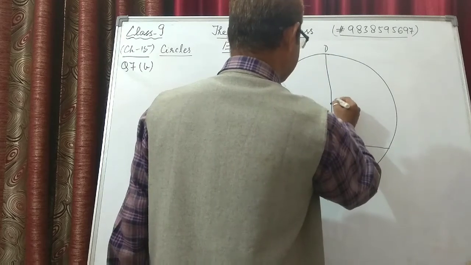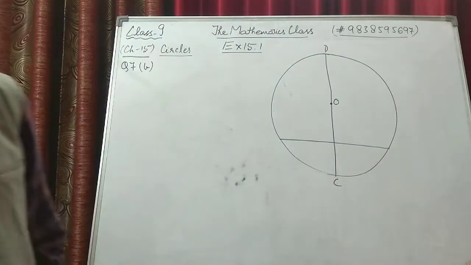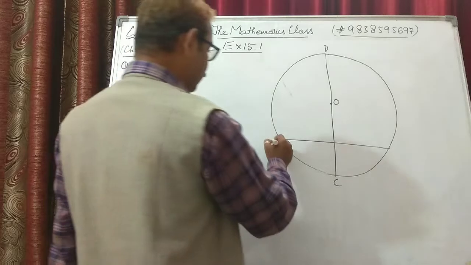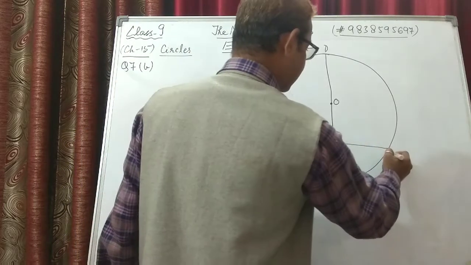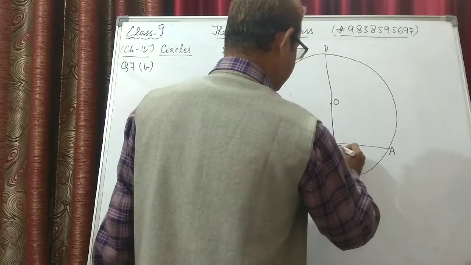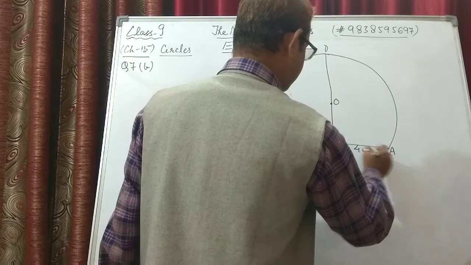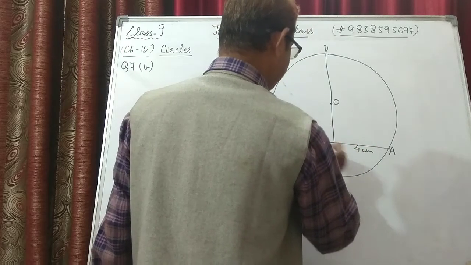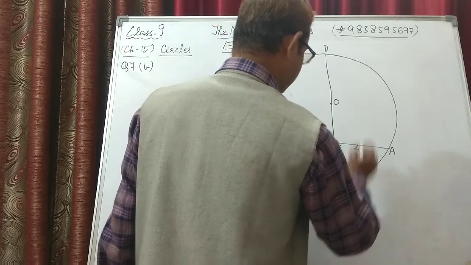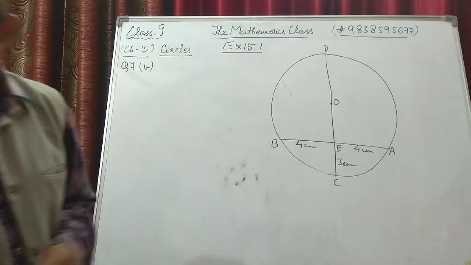Suppose this is your center O. AB is the chord, this is point B, this is A, this is E, this is 4 centimeters, this is 4 centimeters, and CE is 3 centimeters. Now I read out the question.